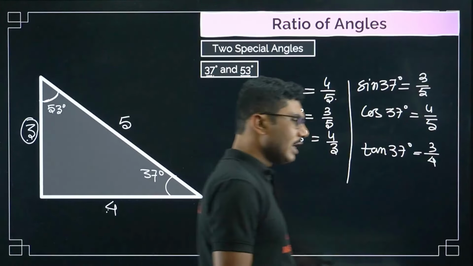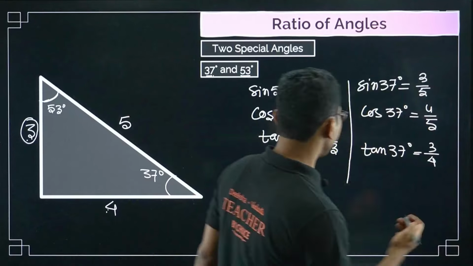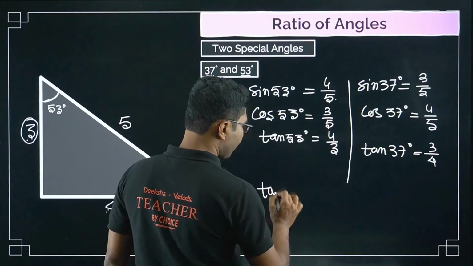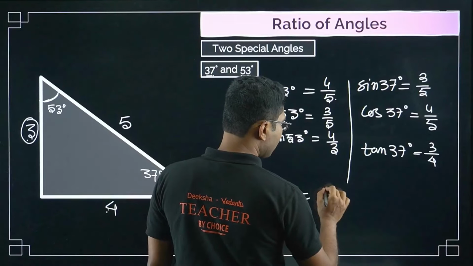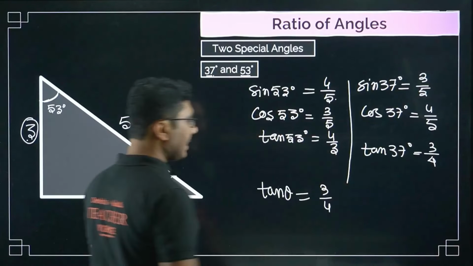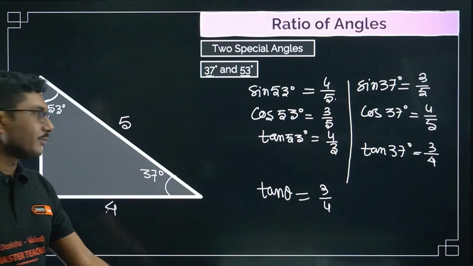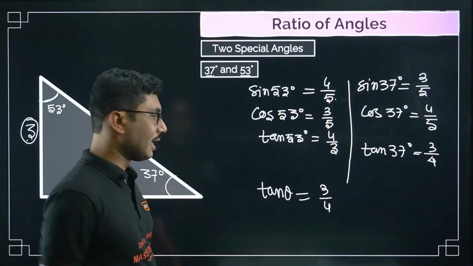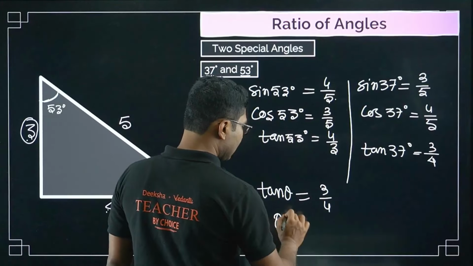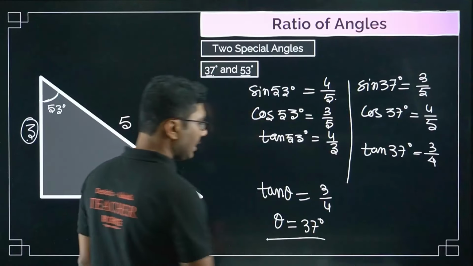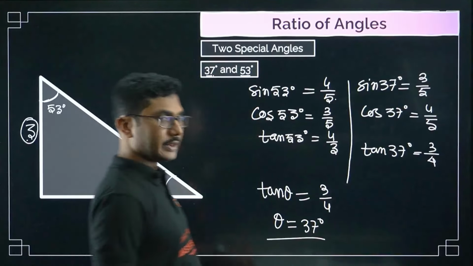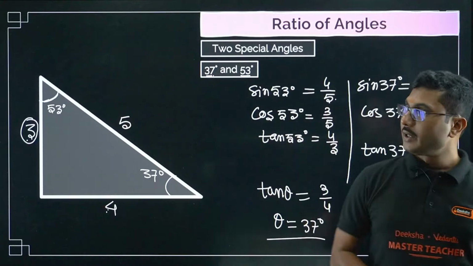Sometimes while solving a problem, suppose you find tan theta equals 3 by 4, and you have to answer which of the following angles is theta. So what is the value of theta here? Theta is basically 37 degrees. Okay, so this kind of questions are also possible, right?